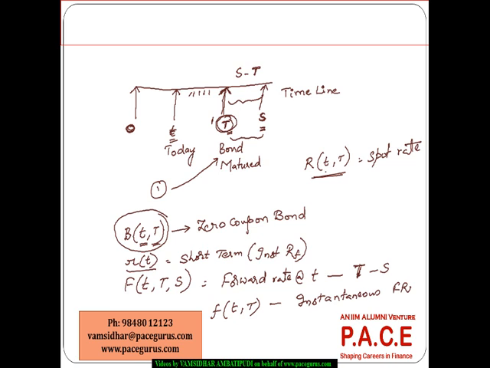And there is one more term. If I have invested $1 at the beginning of the period, at time 0, and I want to know the future value of it at time period T, we call that C(T).